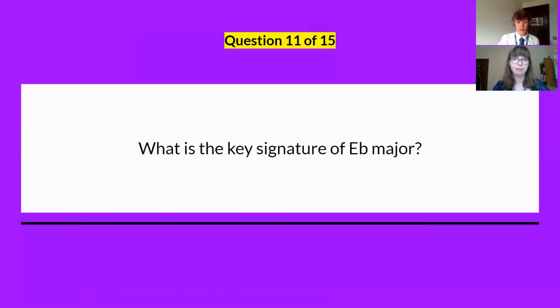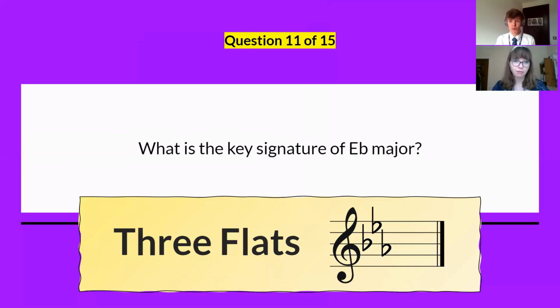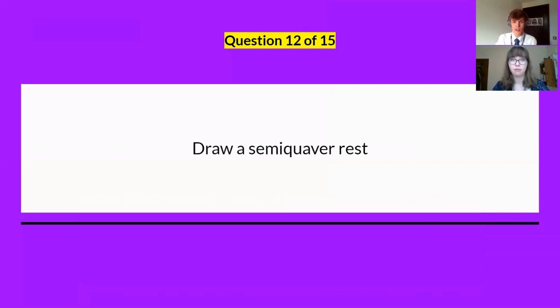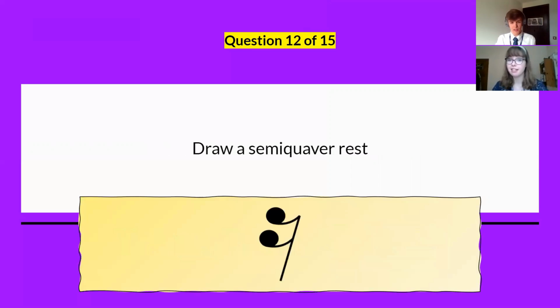Question number 11, what's the key signature of E flat major? It's 3 flats, and in treble clef it looks like this. So well done if you got that. Question 12, draw a semiquaver rest. It looks like this. So you've got the 2 little bits coming off the line, which are the 2 tails on the actual note. So well done if you got that one.